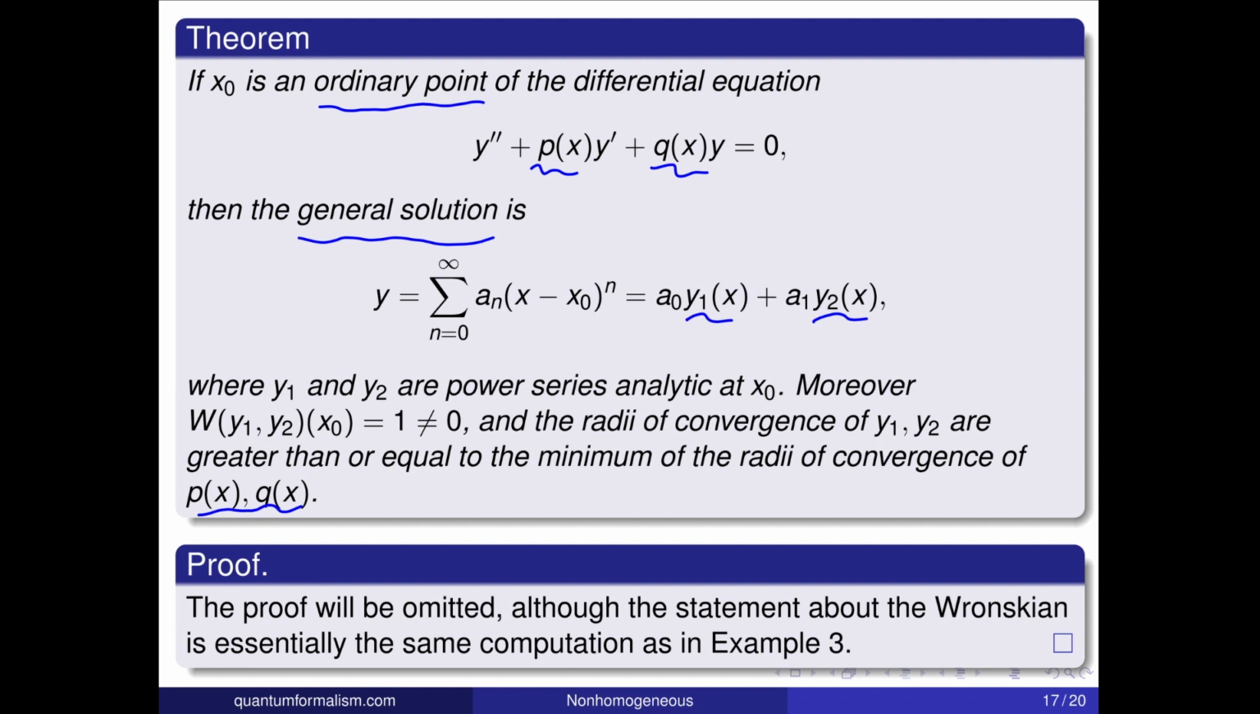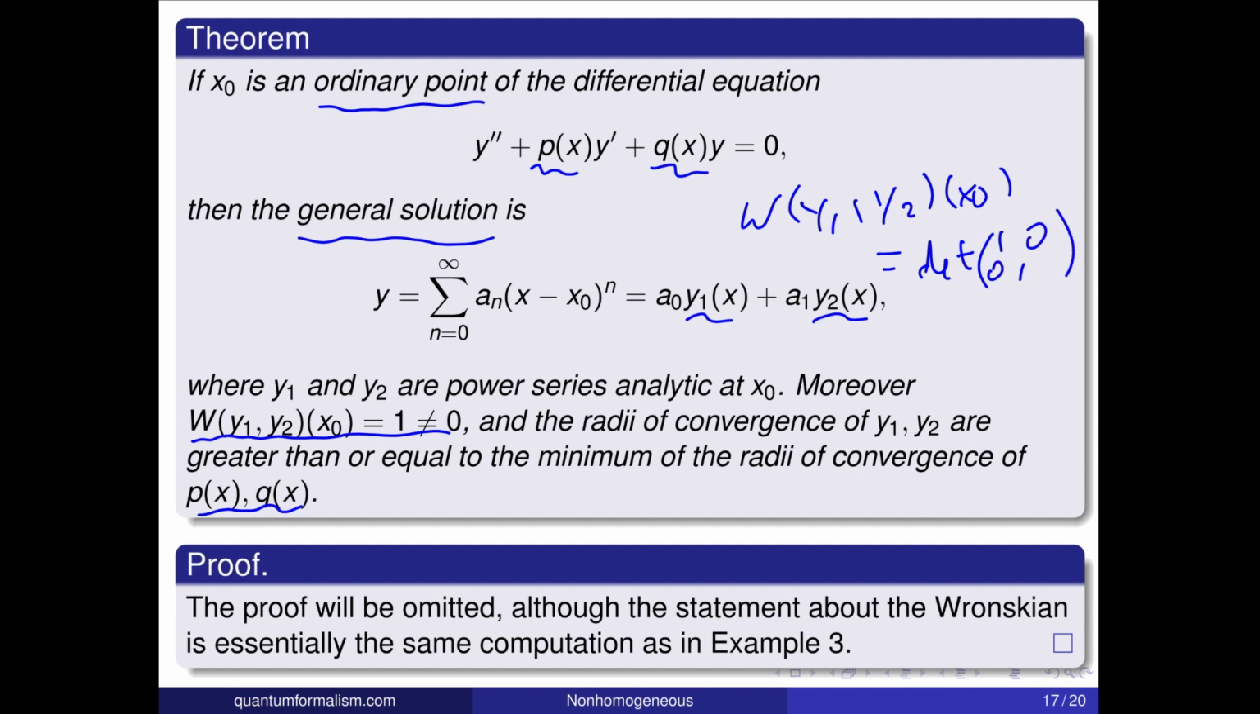Okay, yeah, I'm not going to prove this, especially the part about guaranteeing that this radius of convergence is greater than or equal to the radii of convergence of P of x and Q of x. That's pretty hard to prove for sure. The statement about the Wronskian, though, that's just the calculation we've already done. If you do the Wronskian of y1 and y2 plugged in at x0, it'll just be the determinant of the identity matrix again.